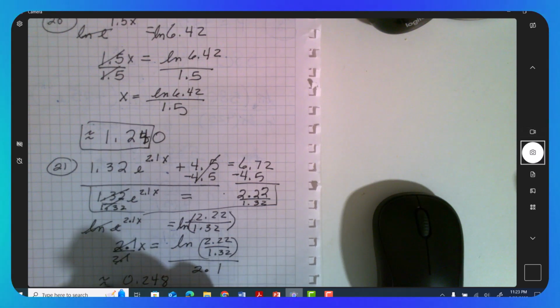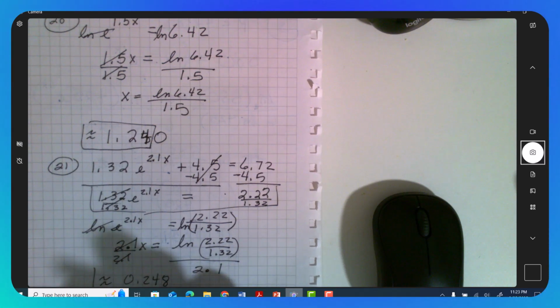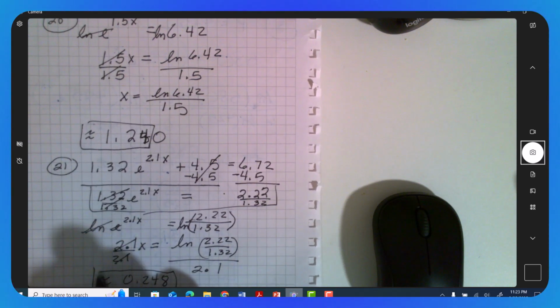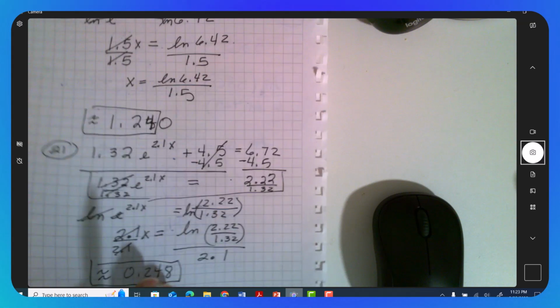Now I'm rushing through this, so if you see any mistakes that I make, point them out. Make sure that you're following the steps for solving equations using your calculator to get the right answer.